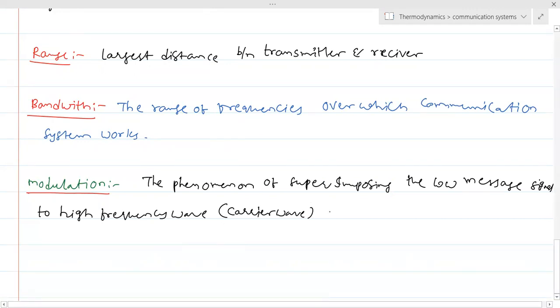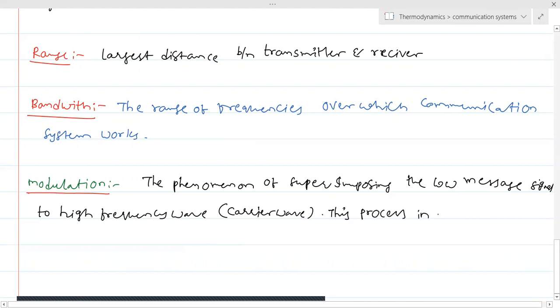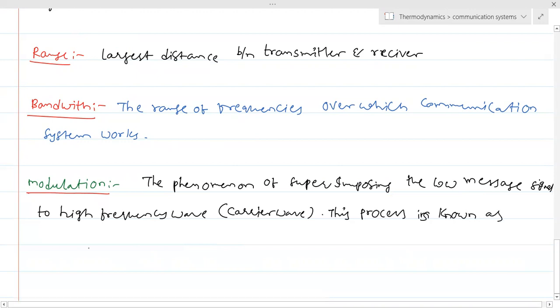Actually, this process is known as modulation.